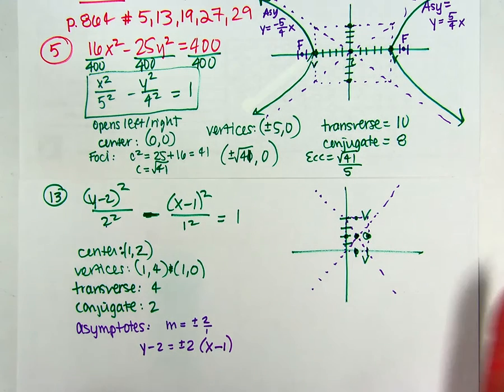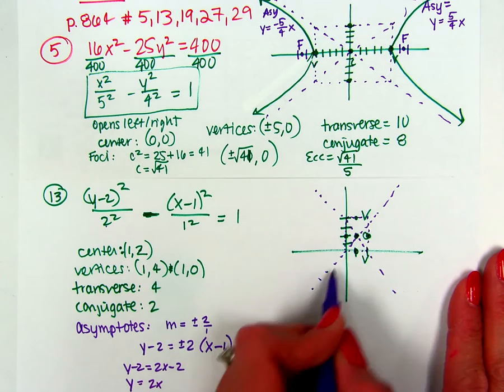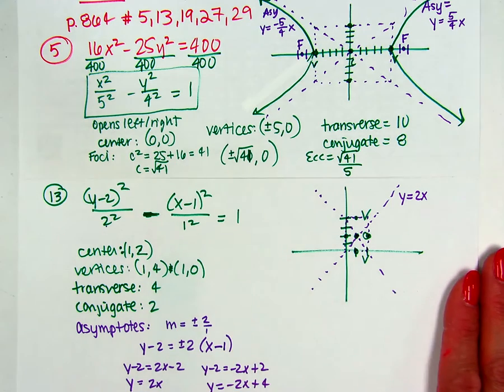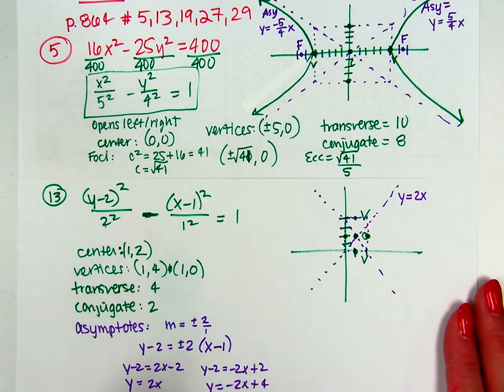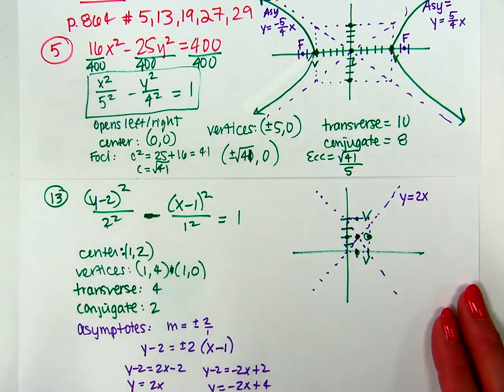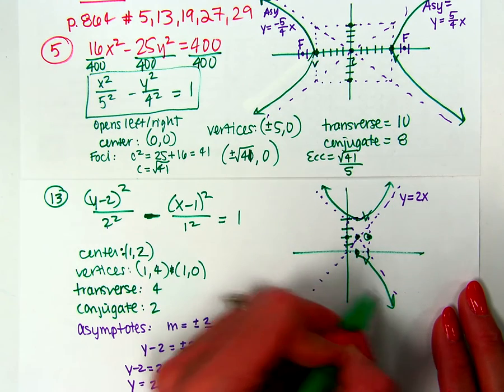And then to find my 2 equations, I'm going to distribute 2, so I get y minus 2 equals 2x minus 2. So that gives me y equals 2x, right? That looks like that equation. And then the other one would be if I distributed a negative 2, so negative 2x plus 2, and if I add 2, I get negative 2x plus 4, and that's pretty easy to double check that you got that right. All right, so I've got my equations and my asymptotes. I can draw in my actual hyperbola now, because this has to open up and down. So you go from your vertices.